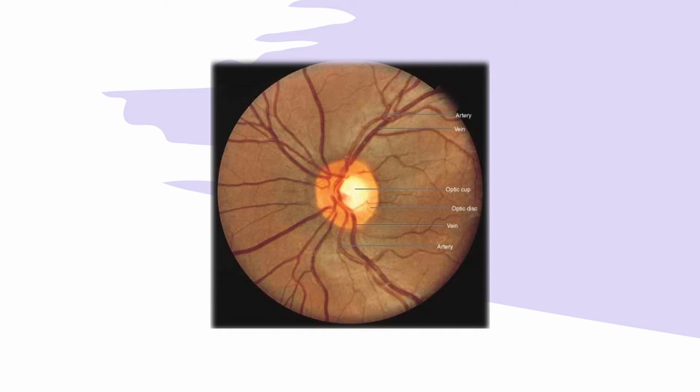This is the normal appearance of the optic disc during ophthalmoscopy examination. Note that the color is pinkish with well-defined margins and the presence of a central depressed area which is lighter in color, which is called the optic cup, where the retinal vessels penetrate.